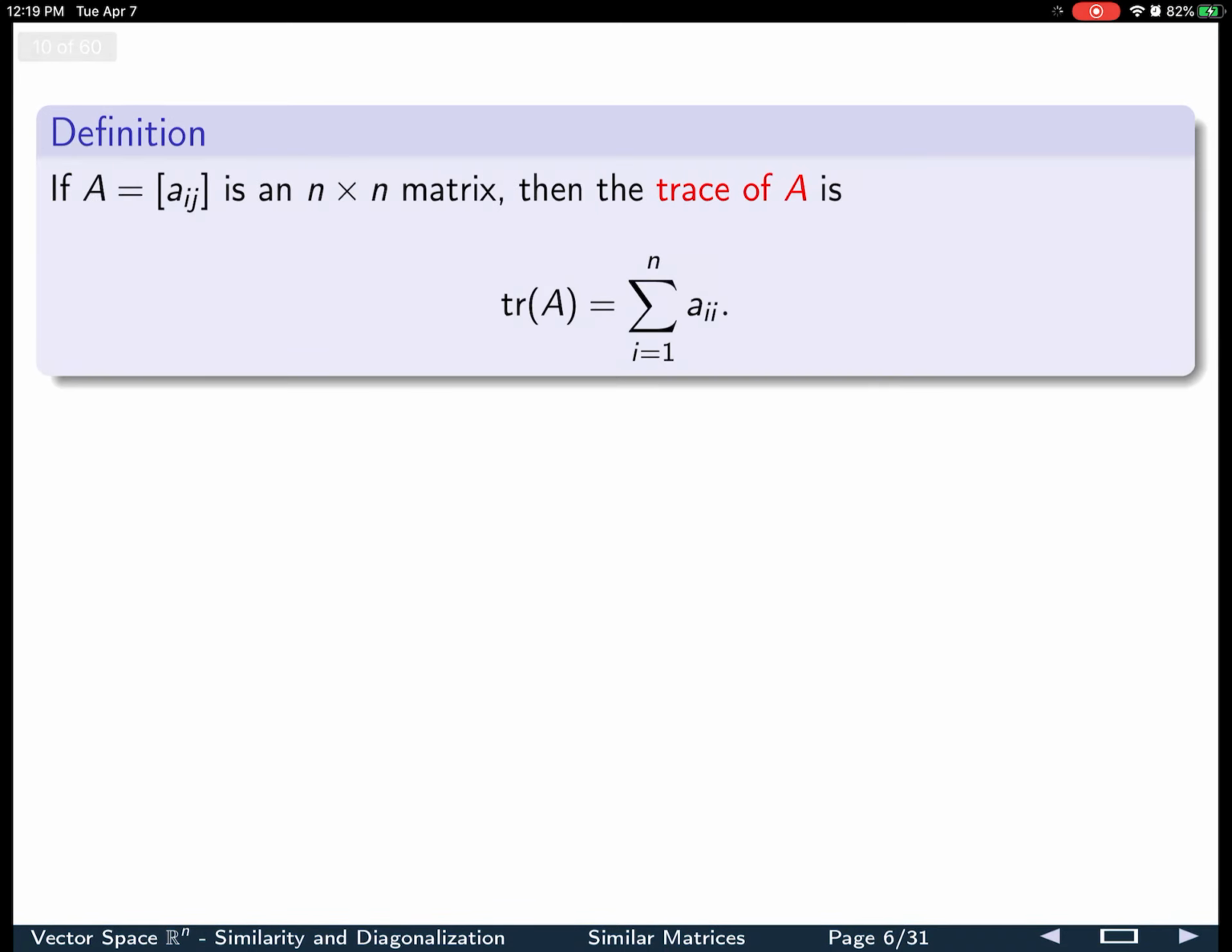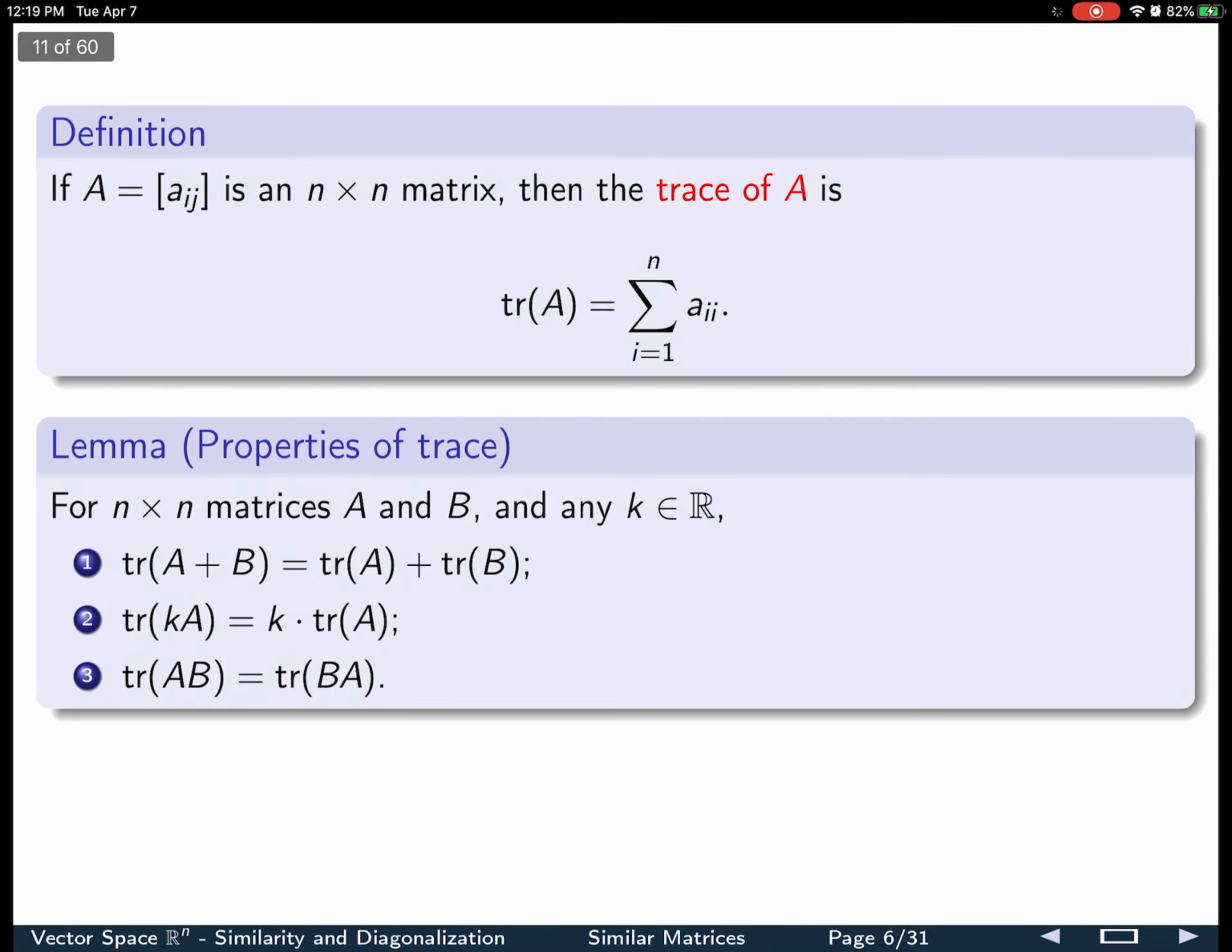Okay, another definition. The trace of a matrix is just the sum of all of the diagonal entries. That's what that sum is. And this trace is going to be useful for us as we continue to talk about stuff today. It's not all that interesting by itself, but thinking about adding two matrices together, the diagonal elements would be the sum of the diagonal elements in this kind of case.